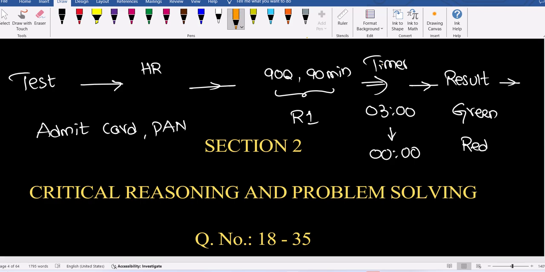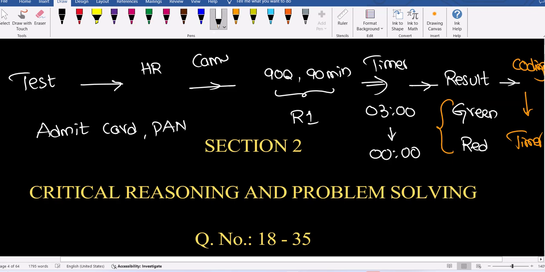Okay, let's say you cleared this round, then coding will come again. After coding, the timer will be there. But for both sections, before coding and before round one, the camera, mic, and system, everything will be checked. The camera is enabled again, the mic is checked to see whether it is working or not, and whether the internet is working or not. The same thing will be checked before round 2 as well. It will check again before the coding round and before round 1.